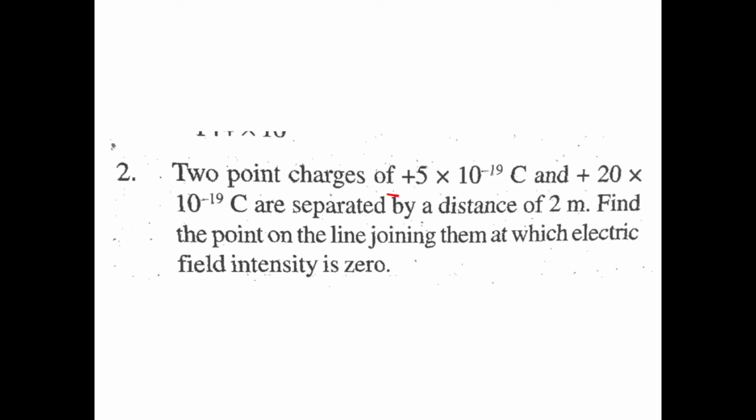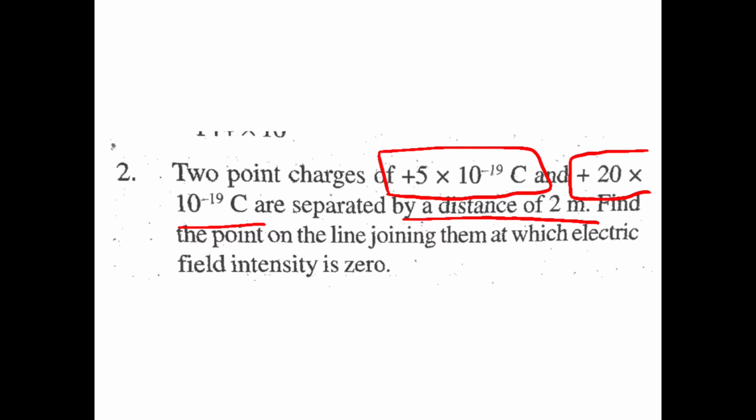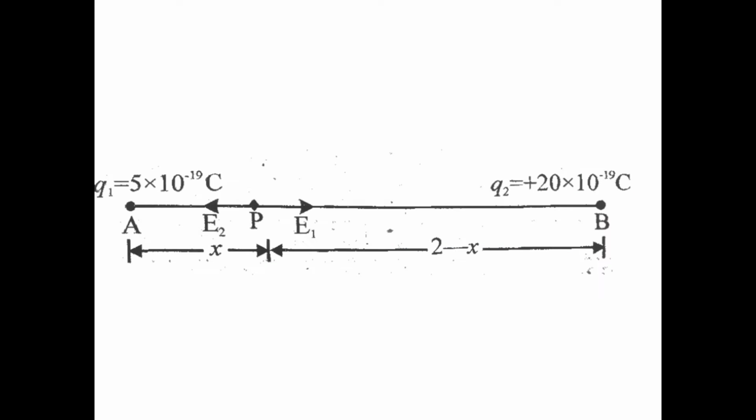Two point charges are given: plus 5 into 10 to the minus 19 coulomb and plus 20 into 10 to the minus 19 coulomb, separated by a distance of 2 meter. Find the point on the line at which the electric field intensity will be 0. We have to find the point between them at which the electric field intensity will be 0. So let's see the figure.